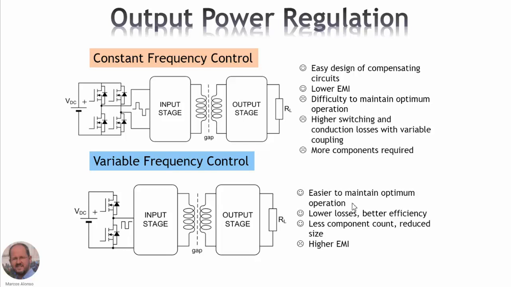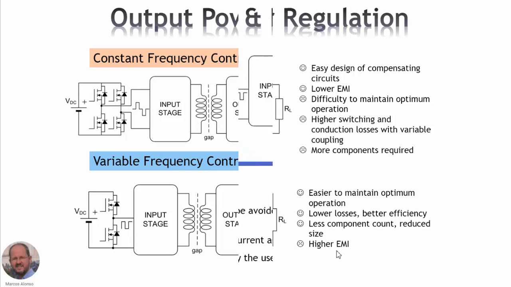This is easier to maintain optimum operation because we have the frequency as control variable, so it can provide lower losses and better efficiency, less component count and reduced size. But the problem is that we are going to generate more EMI because of the variable frequency operation.